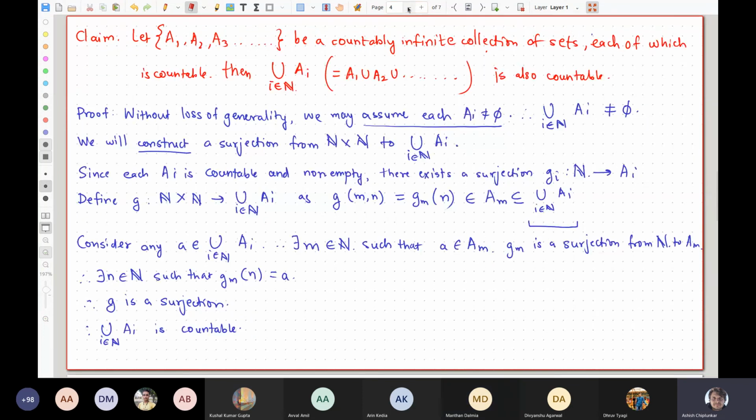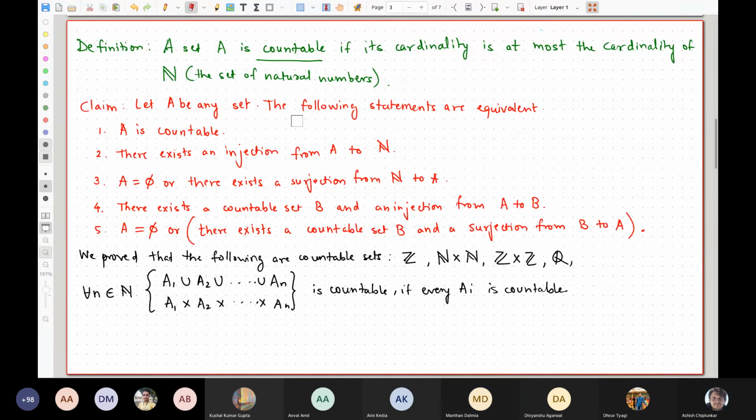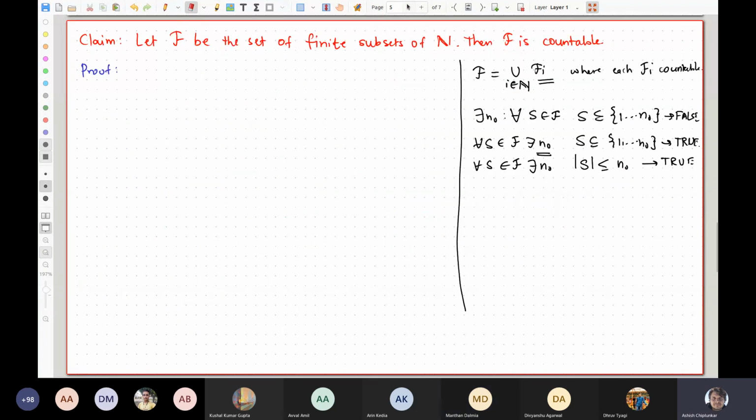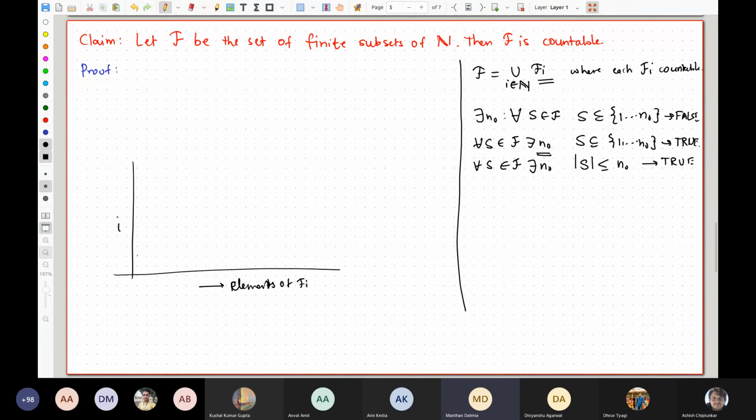So what is 2 now? Injection from F to N cross N. Okay, how do you do that? We will draw an xy plane, positive x and positive y, and on the x-axis we place the elements of the Fi set, and on the y-axis our i will be there. Only i. Fine, and then what? Suppose i equals 1, then we will place the elements of Fi. Then we can easily show that F is a countable set, right?